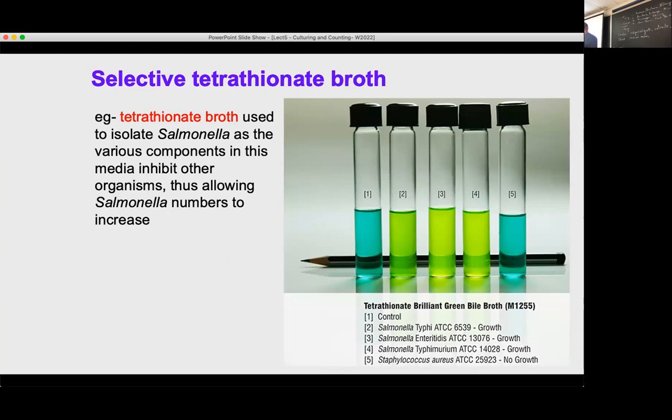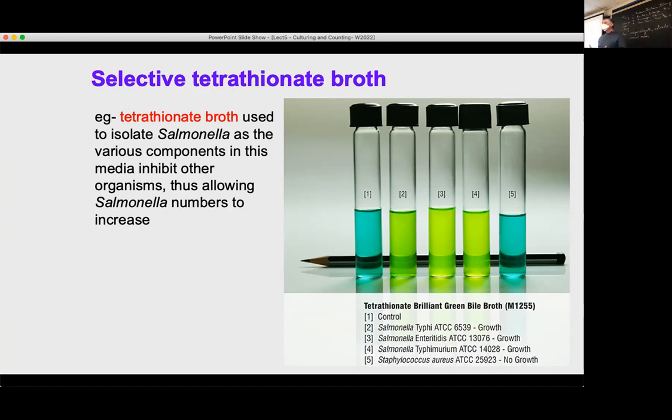And you can see number one's a control. That's the broth, just the broth. Number two, Salmonella typhi. Look what it's done to the color of the media. It's turned it from this green color into a neon color. So from teal to neon, same thing with this Salmonella enteritidis and Salmonella typhimurium. They're all neon green. And the last one, Staph aureus, it's still cyan or still kind of greenish. So the Staphylococcus don't turn this media neon, but the Salmonella do.